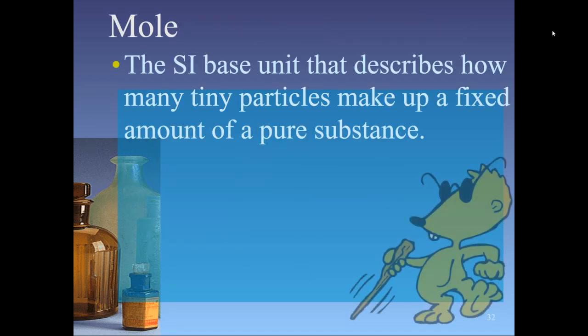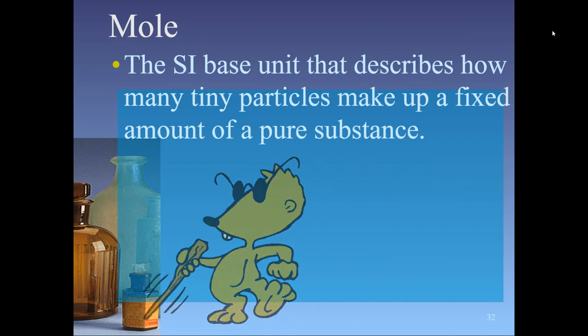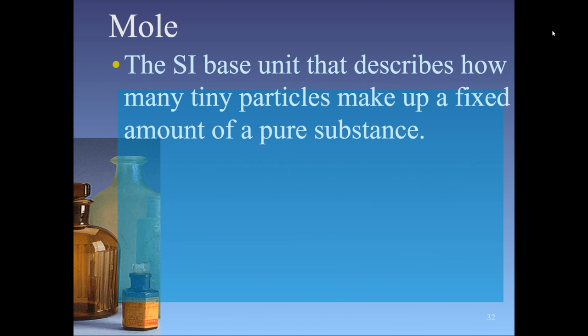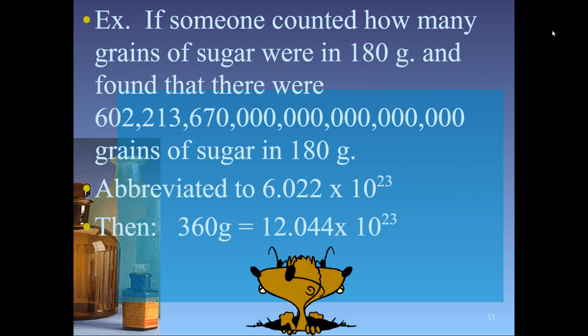All right, so a mole, we've talked about a mole, but it's back before Christmas. A mole is the SI base unit that describes how many tiny particles make up a fixed amount of a pure substance. So if someone counted how many grains of sugar were in 180 grams and found that there was that really long number of grains of sugar in 180 grams, so you see the abbreviation there.